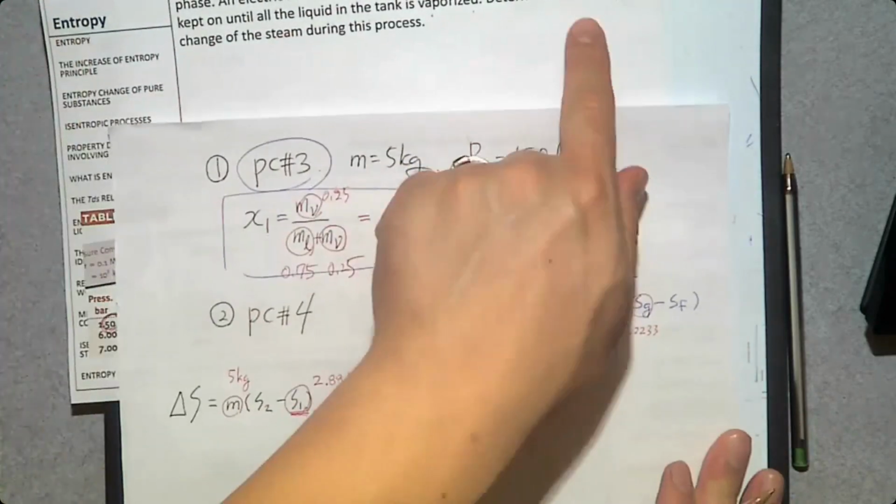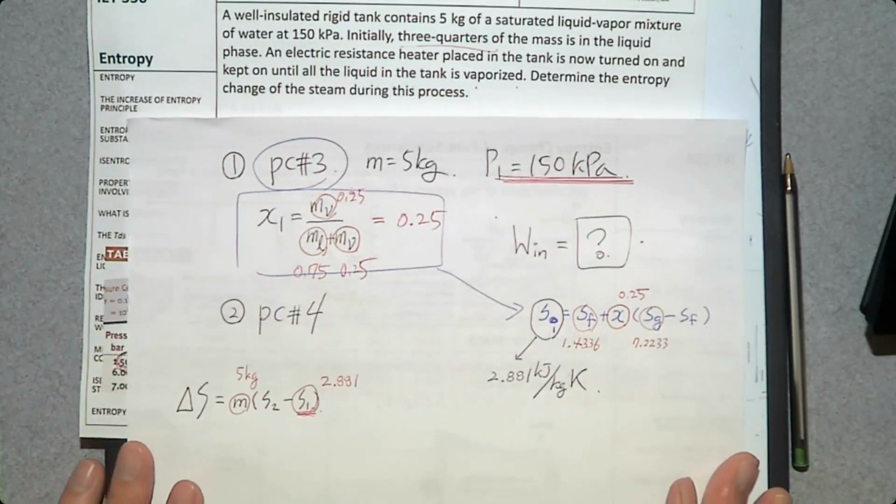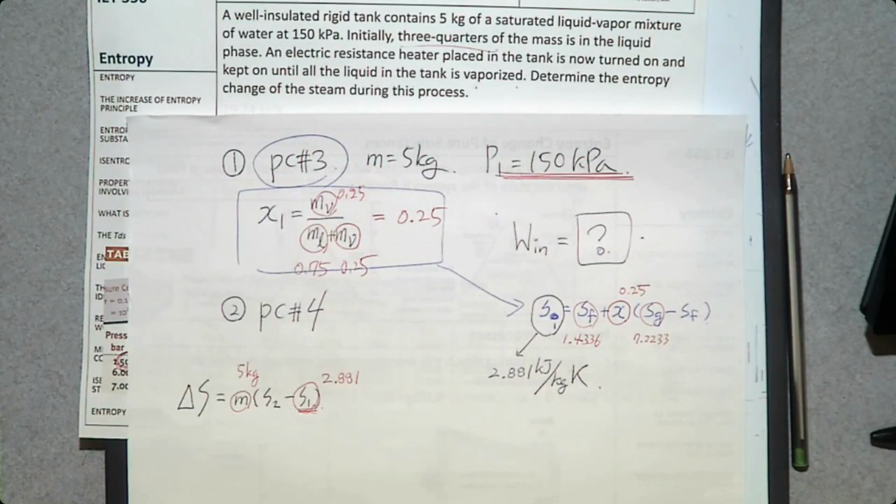Because we want to determine the entropy change, you need to be able to calculate the entropy at the initial state, S1, and the entropy at the final state, S2. So now, can you determine S2? Unfortunately, no, because we only know it is a saturated vapor. We don't know the pressure. We don't know the temperature. So what do we do? Oh, we give up? No, no.